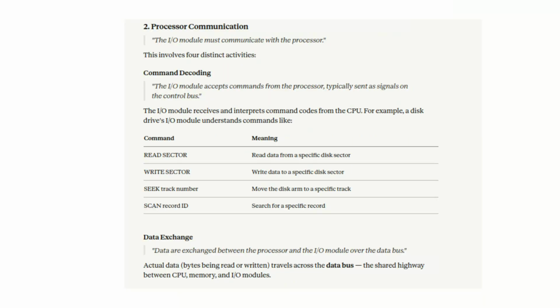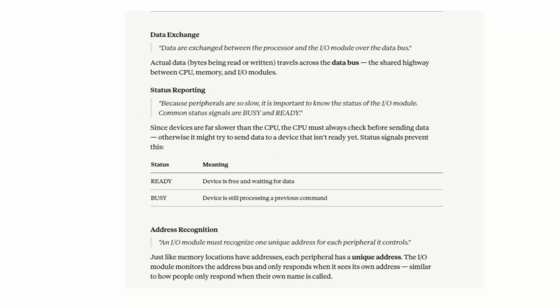Processor communication means we have to understand that the processor would send some commands. Those commands would be interpreted by this IO module. The processor would send this command to the control bus, and from the control bus the IO module would interpret that command. Okay, for example, if you consider a disk, read sector, write sector, seek a track number, and scan record ID are the different commands that the processor can give to the IO module. Now if the data has to be transferred, that data exchange can happen with the help of the data bus between the processor and the IO module.